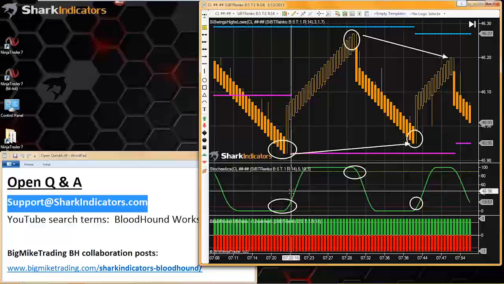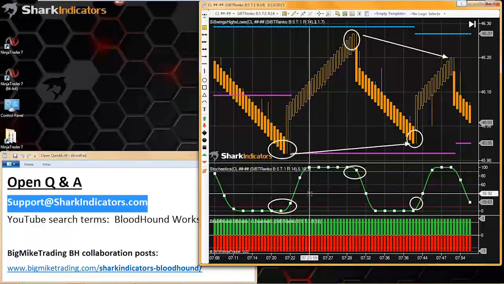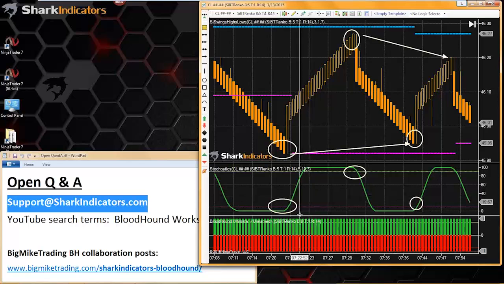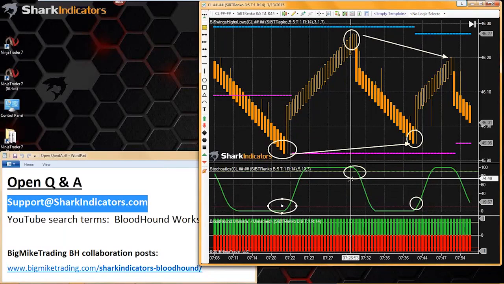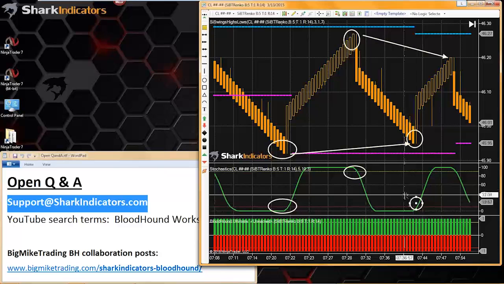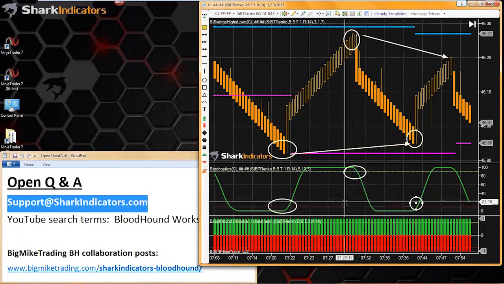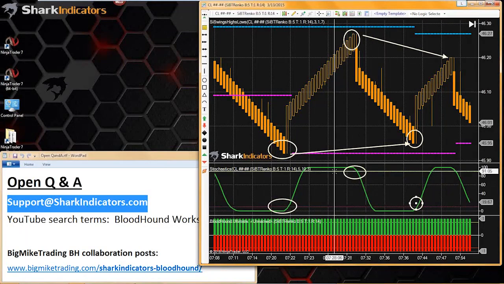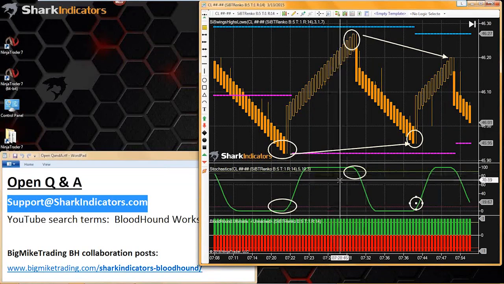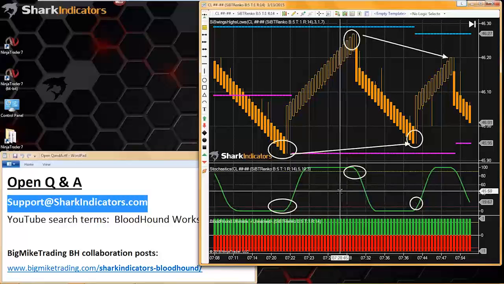A second component is he's using the stochastics. He needs the stochastics to go into an oversold or overbought situation. And in this example, we're using 10 and 90 as our oversold and overbought threshold levels.